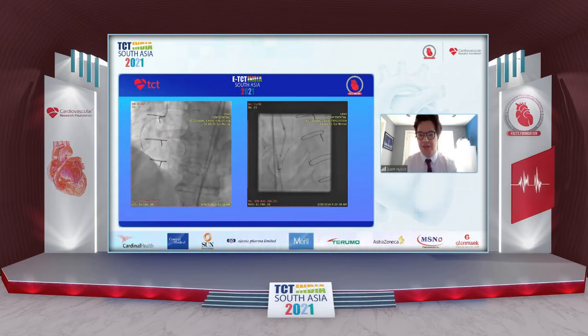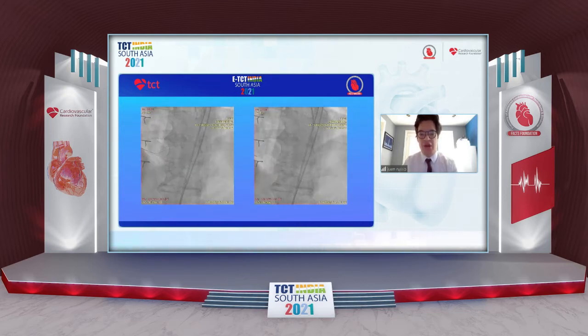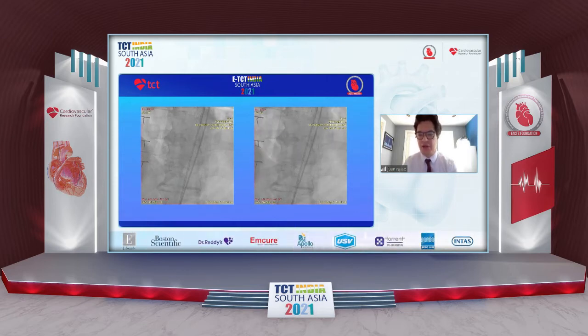But as you can see on the cine on the right, we were in the subintimal space, just proximal to the crux of the heart. And we definitely wanted to preserve that PDA. We tried again to deliver a Recross and also tried to deliver a Stingray, but were unsuccessful. So we ended up using a Gaia Third to try to re-enter the true lumen through a wire-based approach.